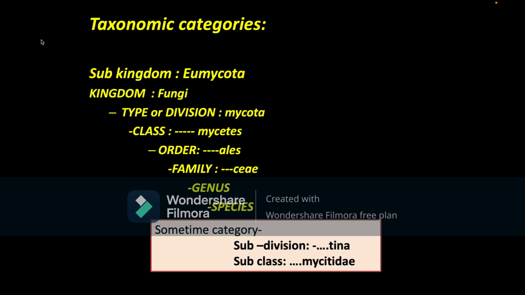Linnaeus divided plants and living beings in general into large kingdoms like fungi according to their morphological characteristics, which were then divided more specifically into type or division, that is mycota, followed by class with suffix mycetes, followed by order with suffix ales, followed by family with suffix aceae, to finally group the living beings to the most similar by genus and species. Species is the basic unit of categories. All nomenclature is derived from the species name. Sometimes in a few cases there is a subdivision with suffix mycotina, then subclass with suffix mycetidae.